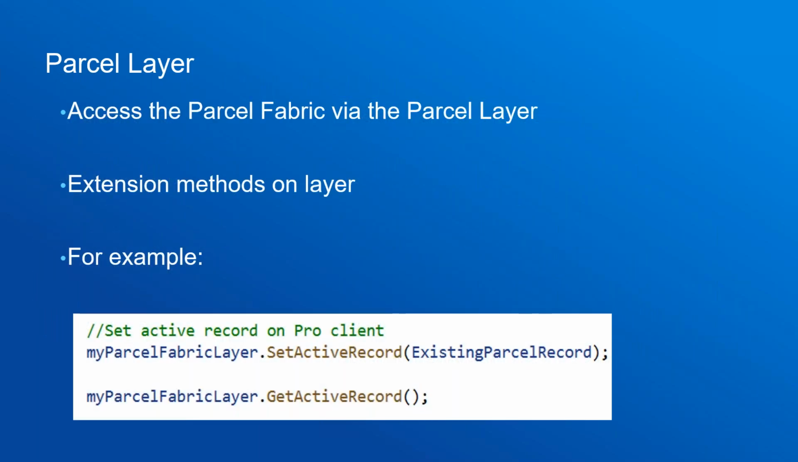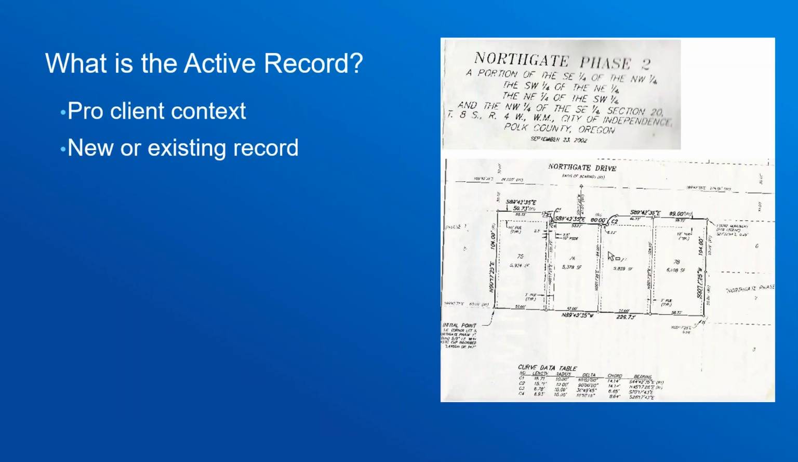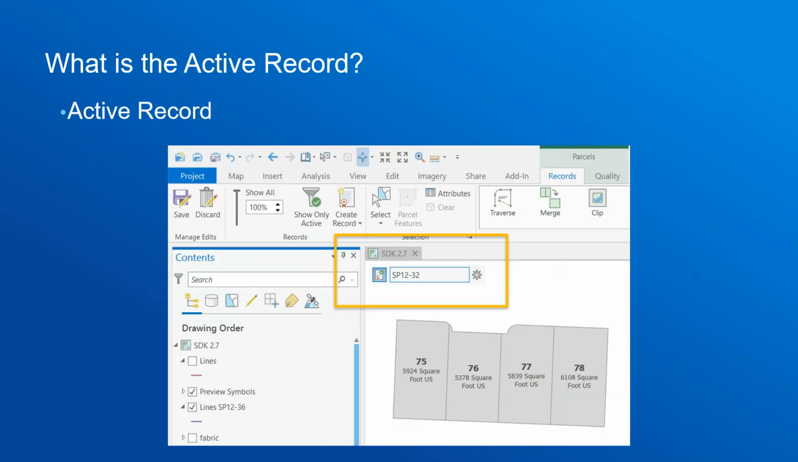And here's another couple examples of the extension methods on the parcel layer. These set and get the active record. We presume, of course, that you're already familiar with the Fabric data model, and so you know what a parcel record is, but what does it mean to set and get the active record? It's just a term that's applied in the context of the Pro client.